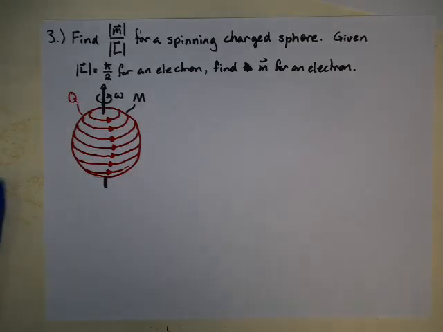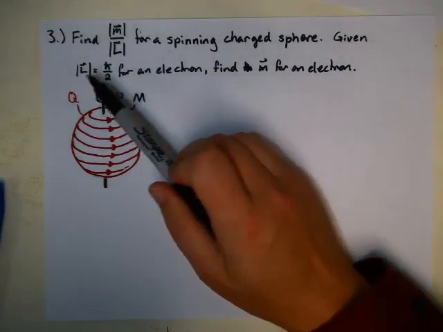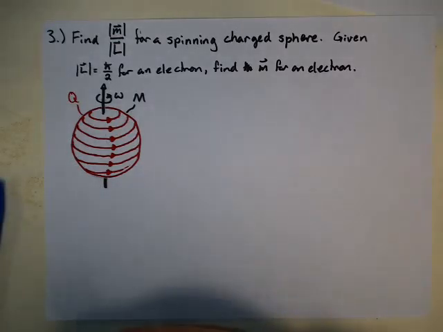Homework 7, problem 3: find the gyromagnetic ratio for a spinning charged sphere, and then use the intrinsic angular momentum for an electron, so an electron spin. Find what the magnetic moment for such a classical electron should be.